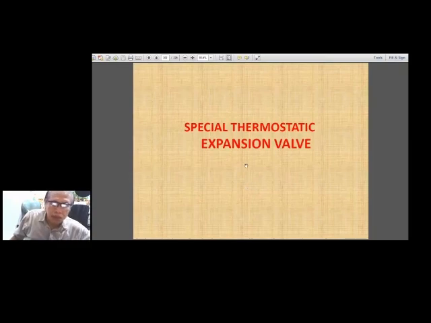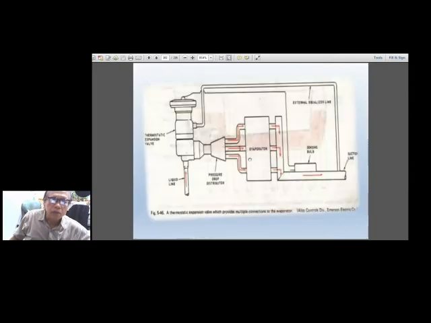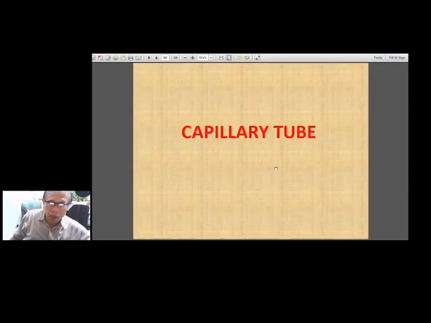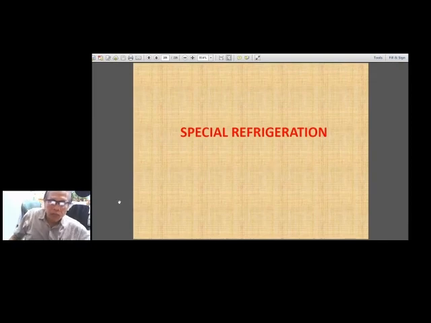Then, special thermostatic expansion valve. Okay, so, yan ang itsura nila. Capillary tube. Spatial refrigeration.